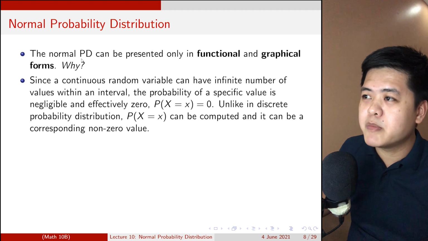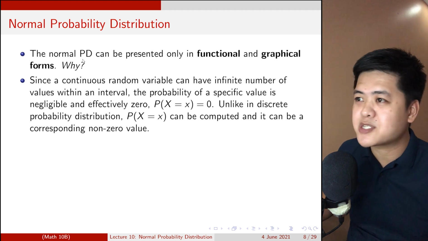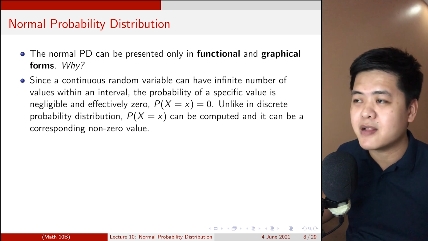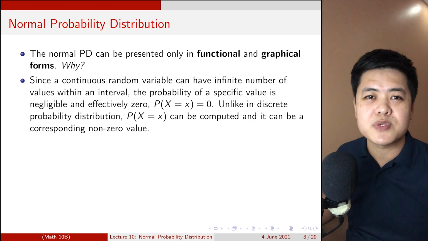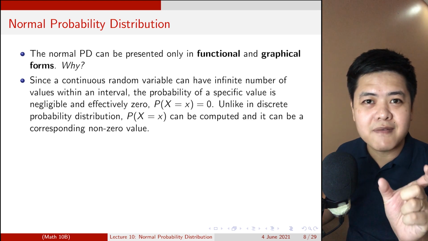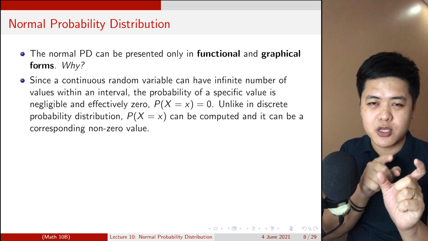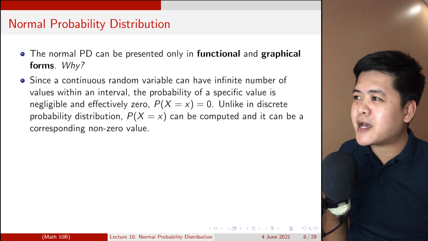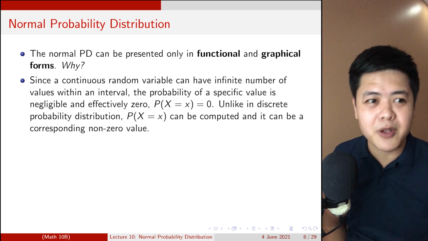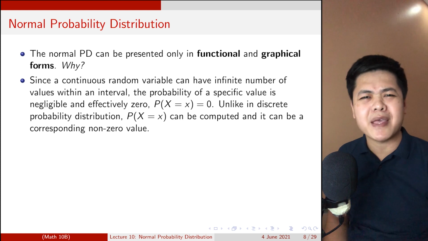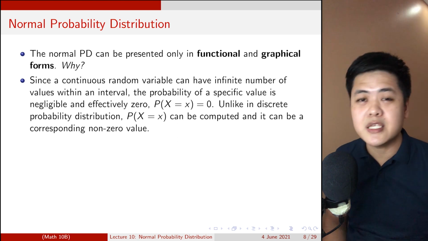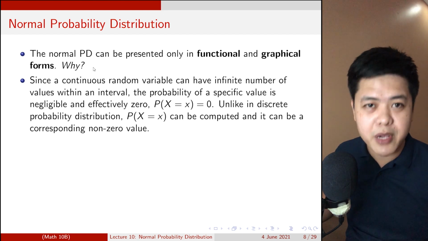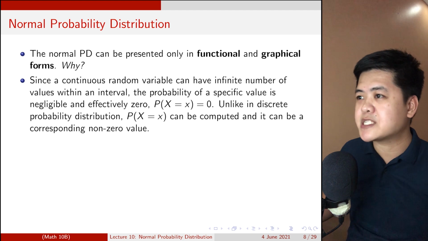Ito, segue lang. A normal probability distribution can only be presented in functional and graphical forms. The question is, why? Bakit hanggang function lang tsaka graphical forms? Well, basically, they are continuous random variables. For a particular interval, sobrang daming data na makukuha doon. Daming points na pwede. Actually, infinite nga. So, for continuous data, hindi siya magandang gawan ng tabular form. Well, pwede naman, pero ang dami mong ilalagay sa table. So, hindi siya practical gawan ng tabular form. So, in this case, graphical na lang at saka functional.